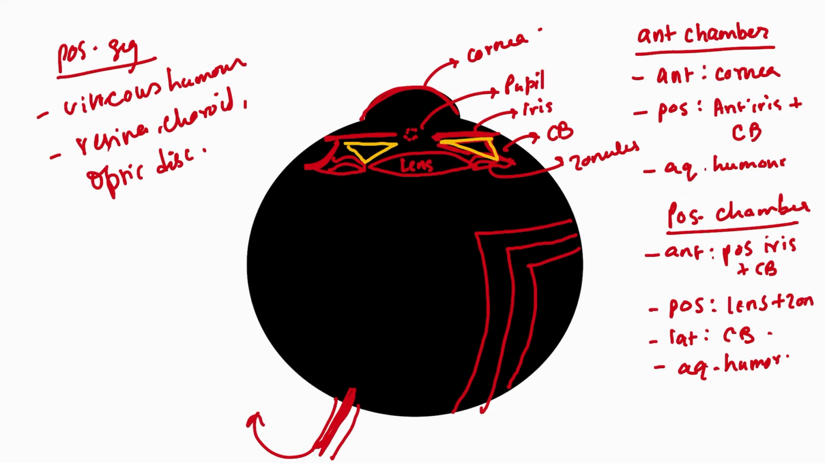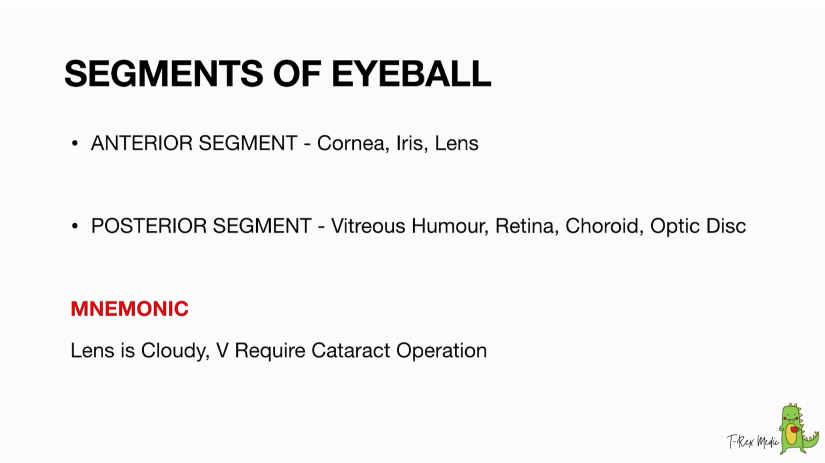through the visual pathway. Coming to the contents of the segments of the eyeball, in the anterior segment, the contents would be cornea, iris, and lens. In the posterior segment, it would be vitreous humor, retina, choroid, and optic disc.